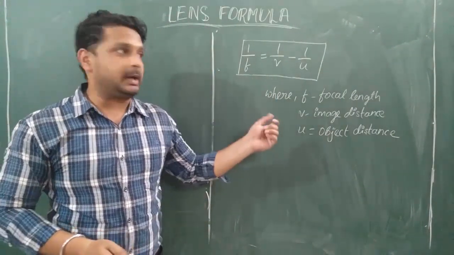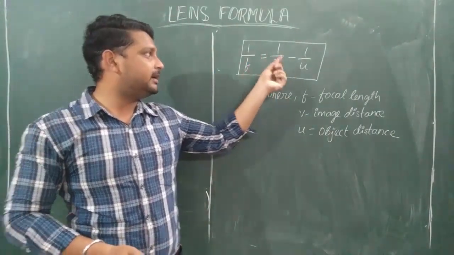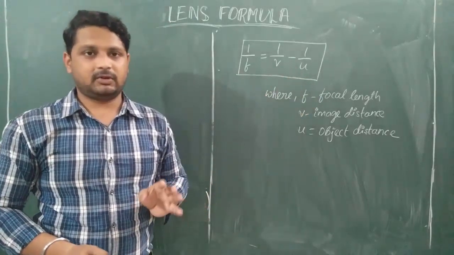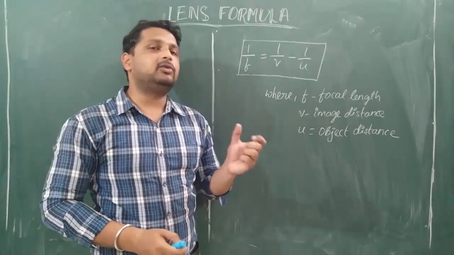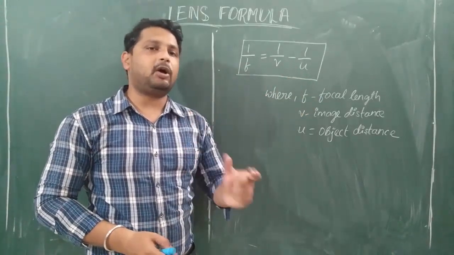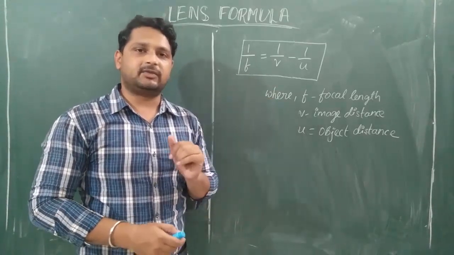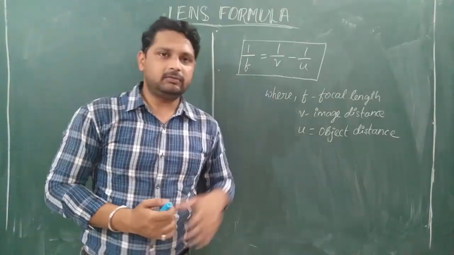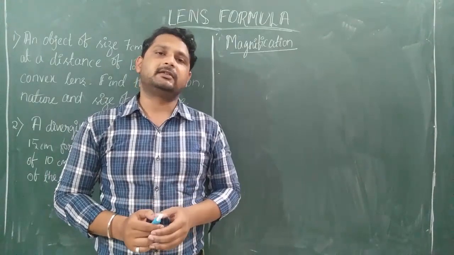So this is the lens formula, 1 by f equal to 1 by v minus 1 by u. So let's see how you can solve a problem which is related to the lens formula. Okay, note it down. So next is magnification.